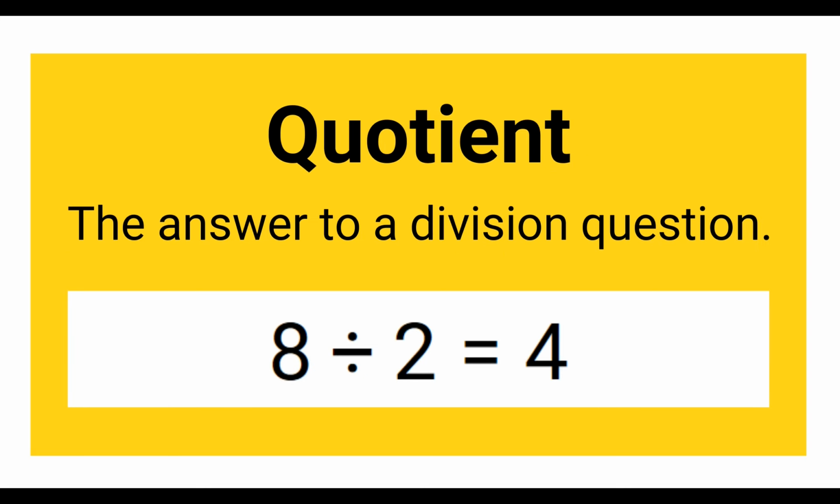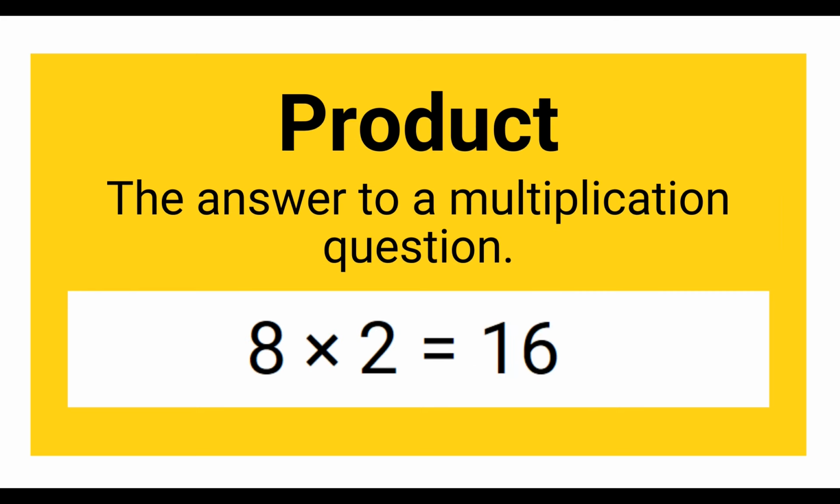The quotient is the answer to a division question. So for example, 8 divided by 2 equals 4, and 4 is your quotient. Then finally, the product is the answer to a multiplication question. So 8 times 2 equals 16, and 16 is your product.